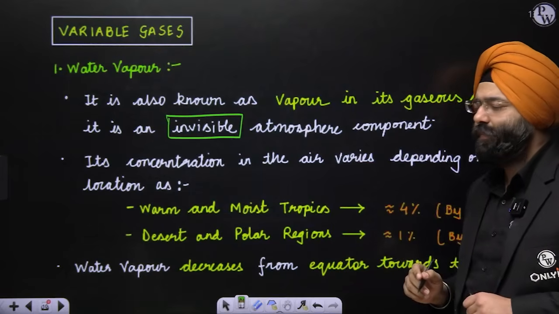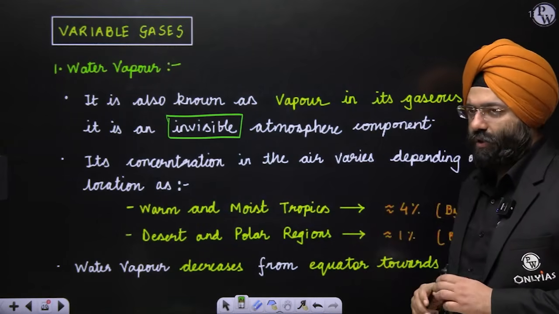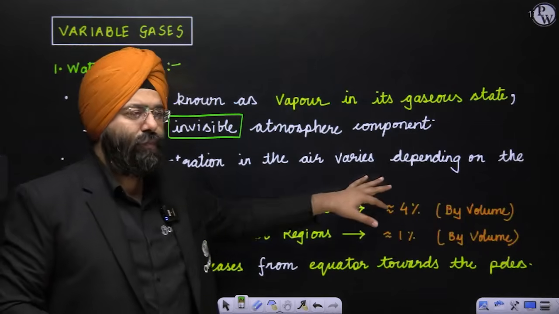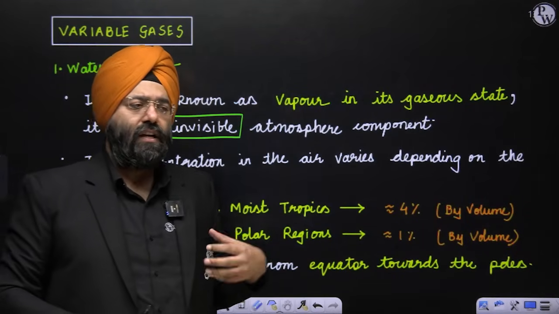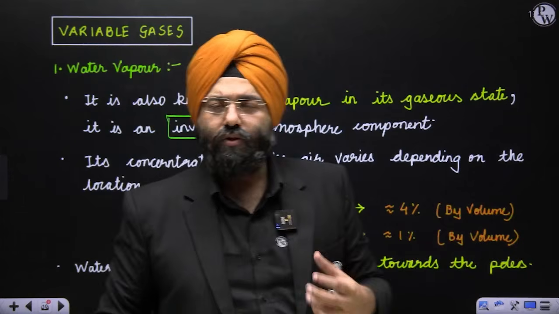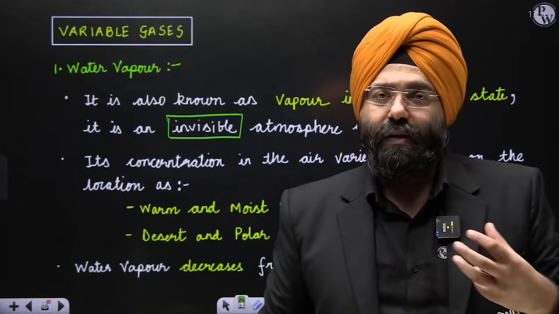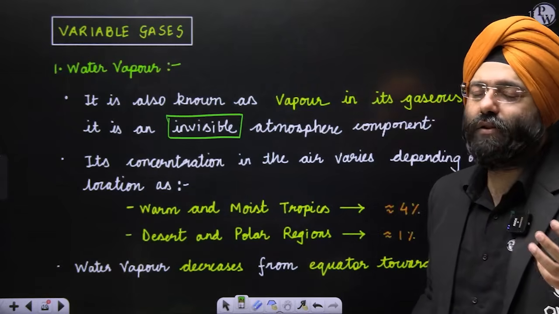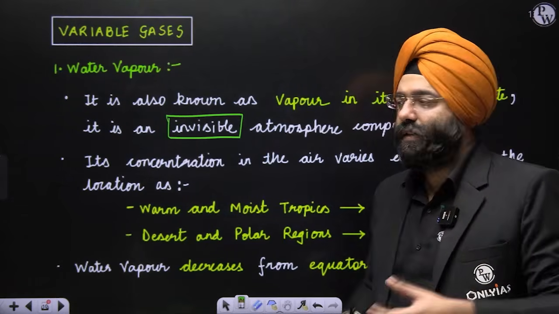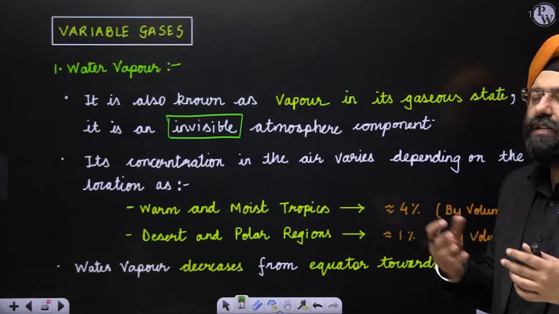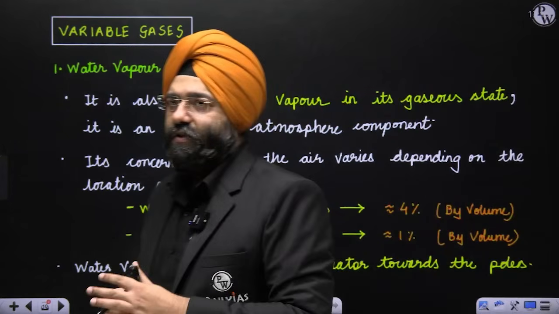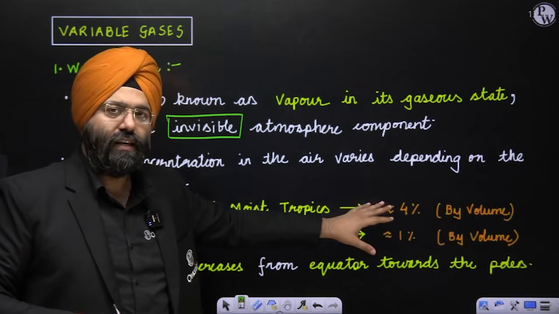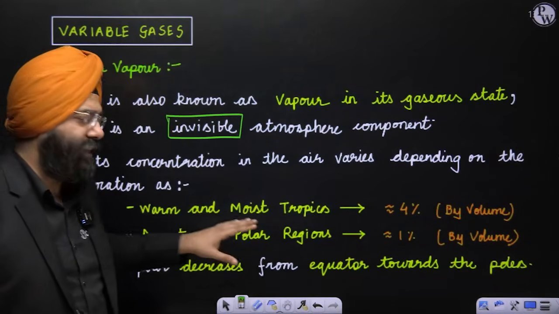Now, in the warm and the tropic region, it is 4% by volume. Now, why? Because there is more evaporation taking place there. So, obviously, the percentage of water vapor in the warm and the tropic region is going to be more. Whereas, if you go to the colder regions, obviously that percentage is going to be less. So, desert and polar regions have lesser water content in the atmosphere. That is why it is approximately 1% by volume of the total. So, more in the warm and the tropic regions and less in the desert and the polar regions.